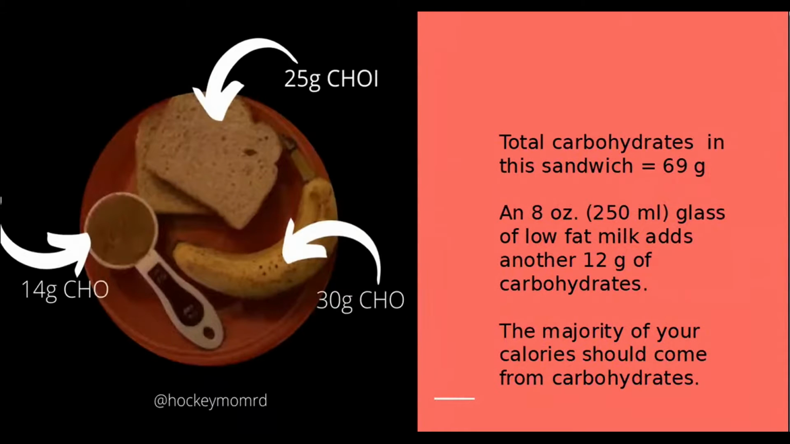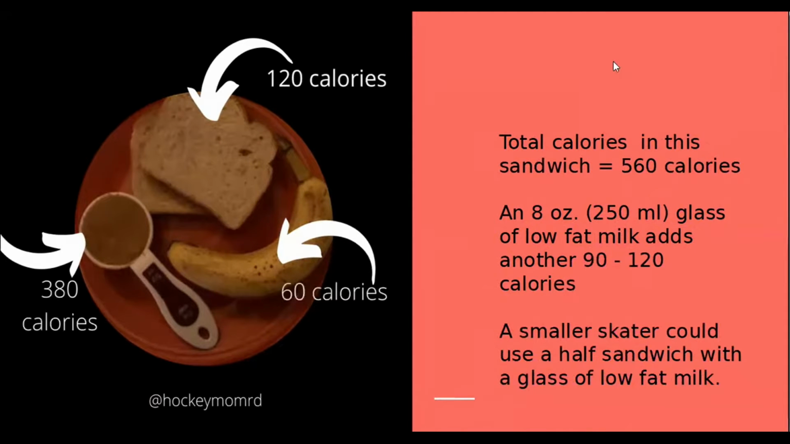This sandwich contains 69 grams of carbohydrates, another 12 when you add in that 8-ounce glass of milk, and remember, the majority of your calories should come from carbohydrates to support your on-ice goals with your ice hockey game. And last but not least, this sandwich contains 560 calories. Now that is for the 4 tablespoons of peanut butter.